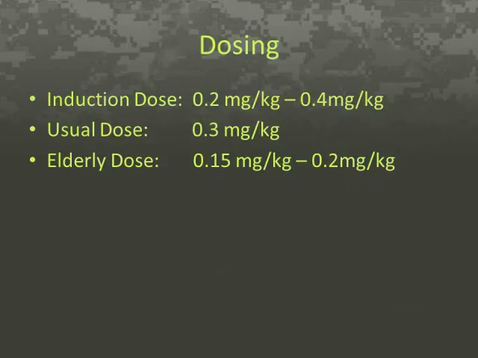Etomidate is an induction agent and is usually used by the provider once the patient is in the room with baseline vitals and usually right before or after a dose of an opioid, but before giving a paralytic agent. Induction dose IV is 0.2 milligrams per kilogram to 0.4 milligrams per kilogram, with a usual dose of 0.3 milligrams per kilogram. For older adults, dosages should be reduced to 0.15 to 0.2 milligrams per kilogram.